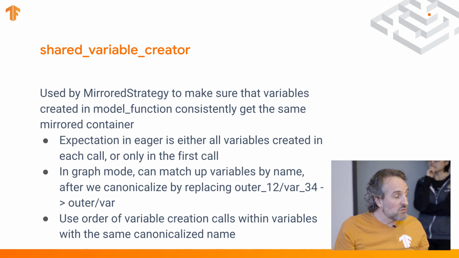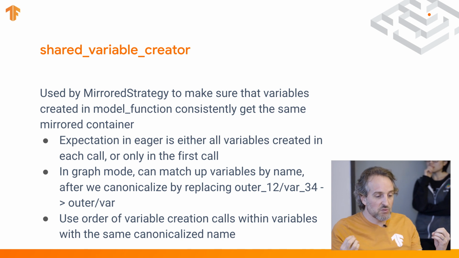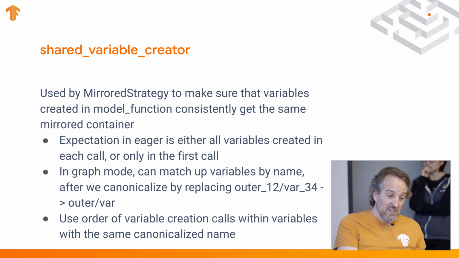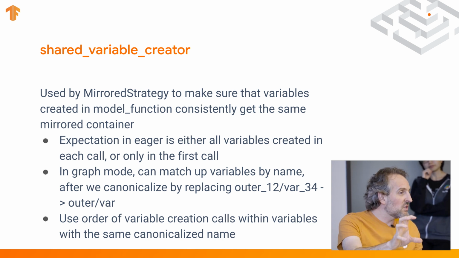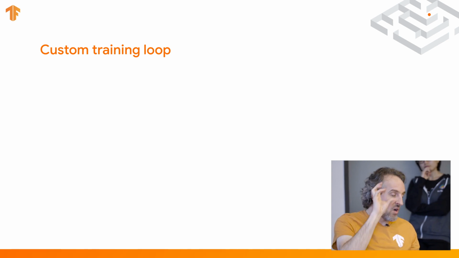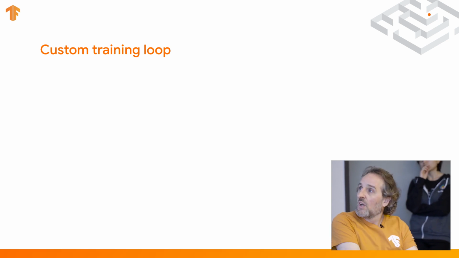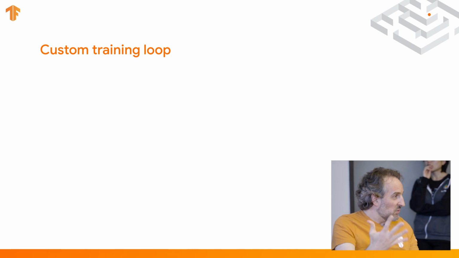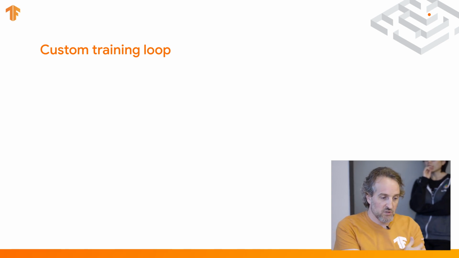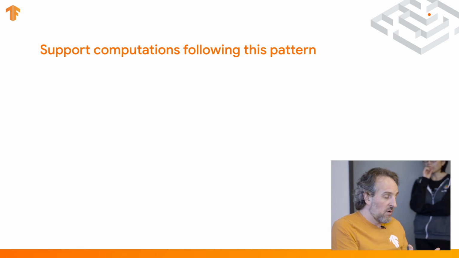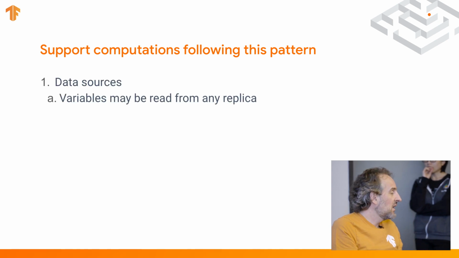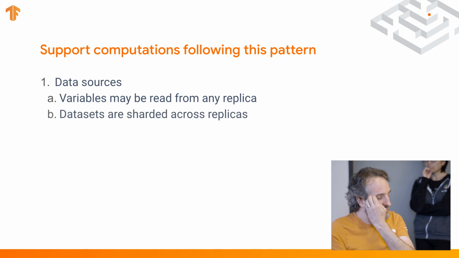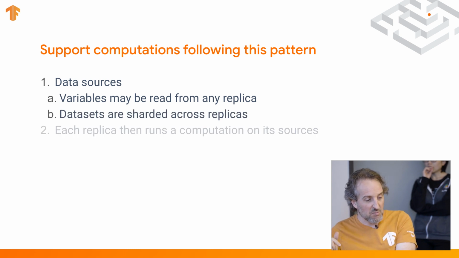So going on to custom training loops, we're going to start getting a little more into the programming model that distribution strategy expects all callers to conform to. It's a little more exposed when you're writing a custom training loop. You start from data sources, which are typically variables or datasets. I guess they could also be constants, which are not the most interesting example.